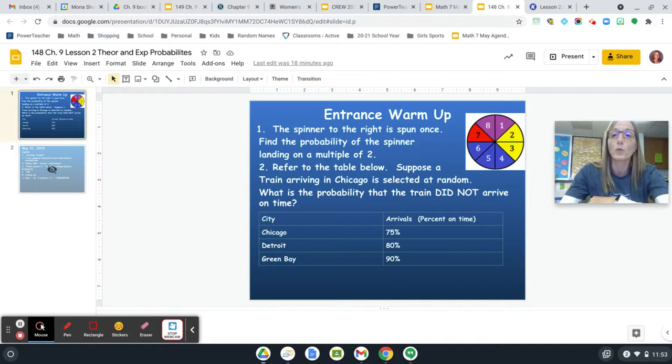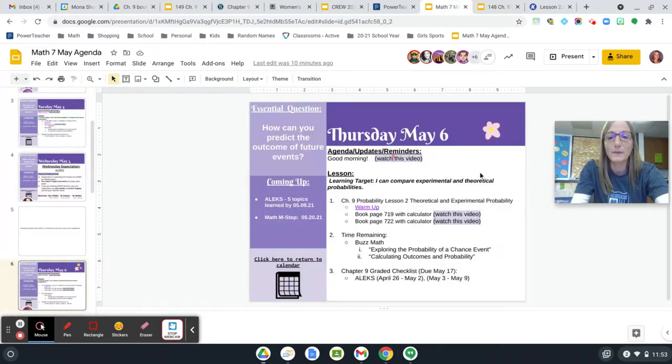Okay, so that takes care of your warm-up. Let's come back to the agenda for a minute and look at what else we're going to do. So your learning target with Lesson 2, I can compare experimental and theoretical probabilities. So also in number 1, after the warm-up there, we're going to look at a couple different book pages. I'm going to do 2 different videos with that. So on page 719, we're going to start there to begin with. You'll need your calculator. You're going to watch that video next and do a little bit on that book page with me. And then afterwards, when that one's done, you're going to go to the next video, the 3rd video, and work with me on page 722 again with your calculator.